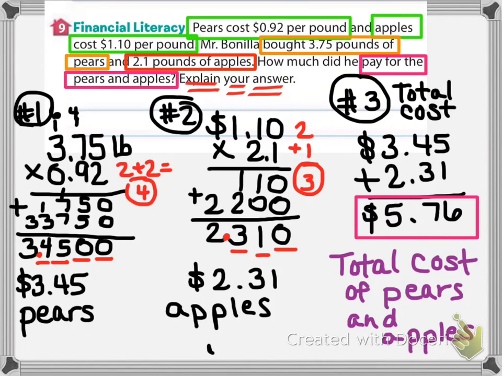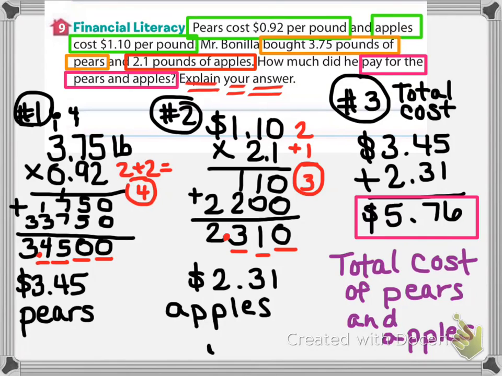Step 2, I'm showing you the work for multiplying to get the cost for the apples, $1.10 times the pounds. And I did change how I set this up. This time the money was on top. This was all about the placement of there being 3 digits being multiplied by only 2 digits, so that's why it was set up this way with the money first versus the other problem. Again, the 2 plus 1 in red is telling you there are 2 decimal places plus 1 decimal place. I need a total of 3 decimal places in my answer. So the apples cost $2.31.